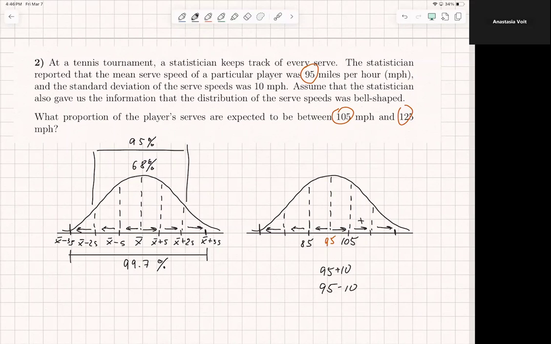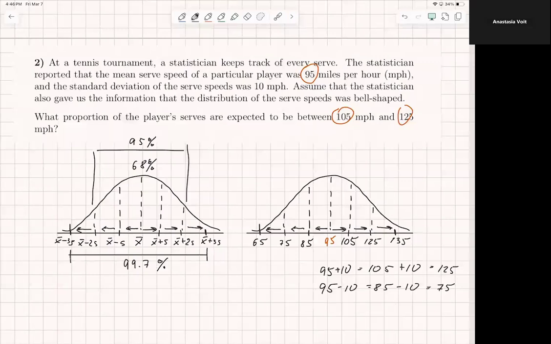Now, next one would be again, add another 10 and subtract another 10 from the previous ones, right? Here we have 105 and here we have 85. So add another 10 and subtract another 10, we get 125 here, and minus 10, that's 75, right? And for the last values, we have 135, right? So add another 10, and from the left side we just subtract another 10, so it's 65, right?